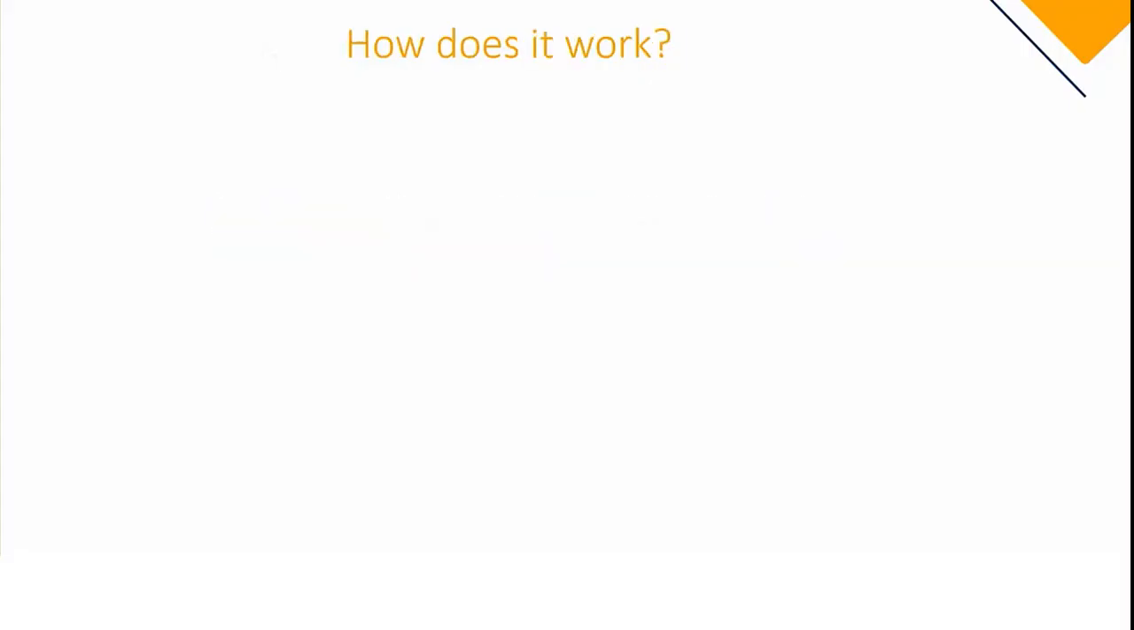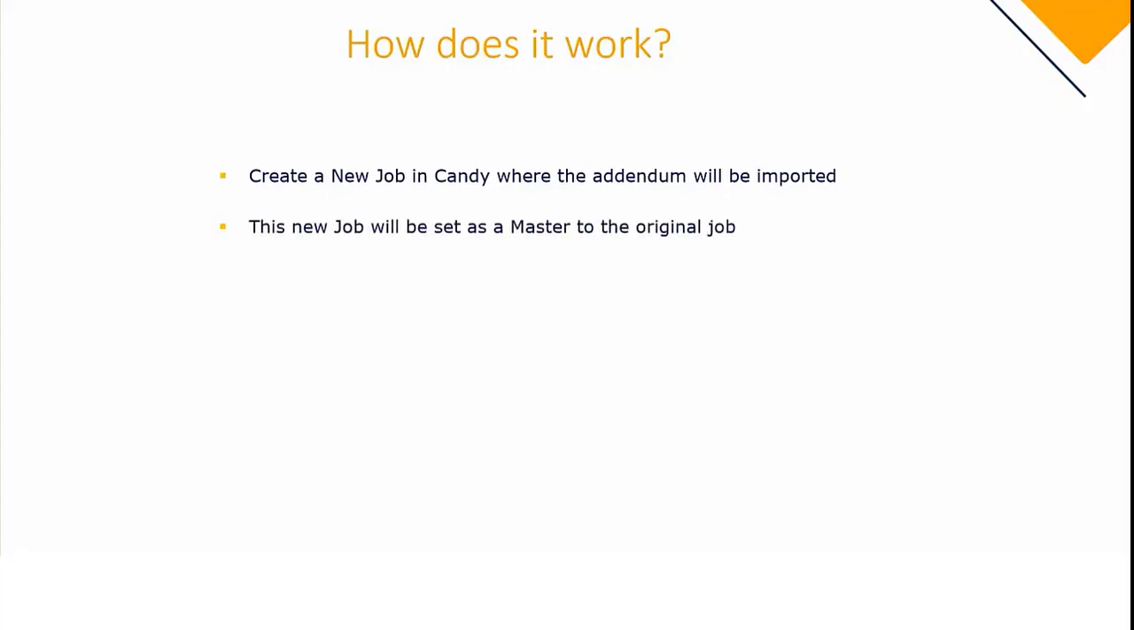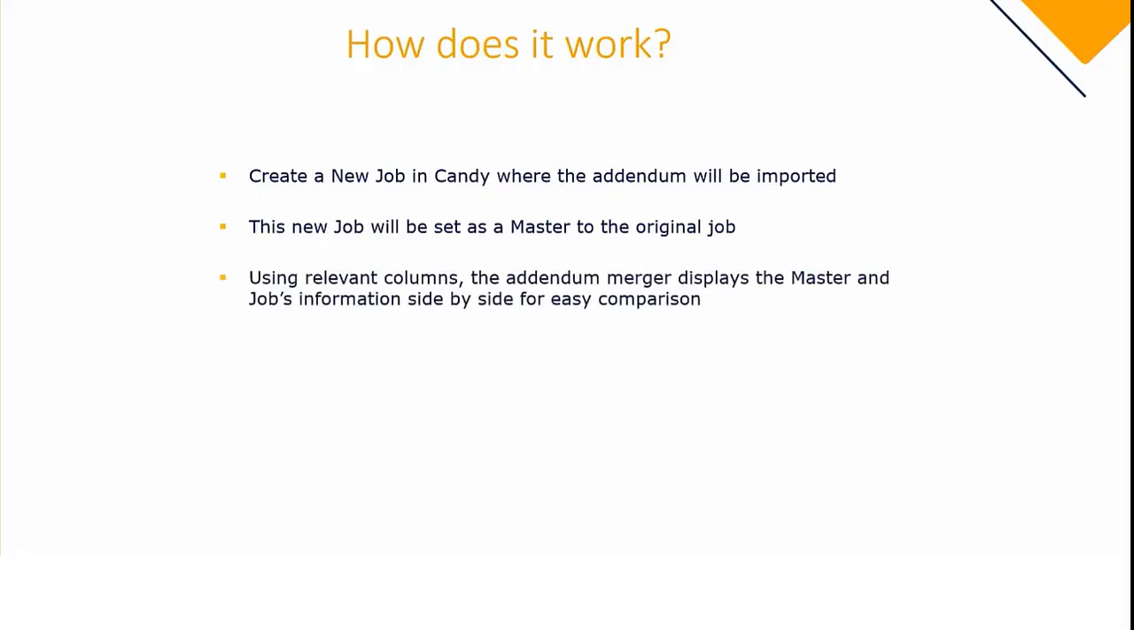So, how does it work? You will still need to create a job in Candy where the addendum information will be imported. This new job will be set as a master to the original job or the price job at the time. Now, using relevant columns, the addendum merger document will display the master as well as the job's information side by side, allowing you to easily compare the current and the new information. This comparison will include item numbers, descriptions, unit, quantity, and so forth.